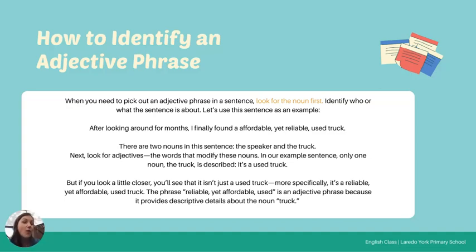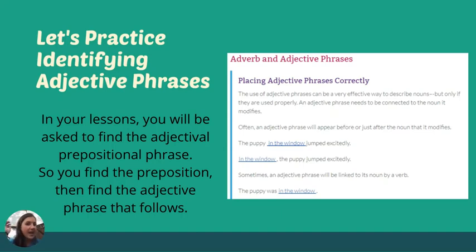Now in your lessons for English 7, it's going to talk about identifying adjective prepositional phrases. That means that we're looking for prepositional phrases that are functioning as adjective phrases, which means they're prepositional phrases describing the nouns in the sentence. So here is what you will see in your lessons. You'll be asked to find the adjectival prepositional phrase. So what you want to do is you want to be able to locate the preposition in the sentence, then find the adjective phrase that follows.